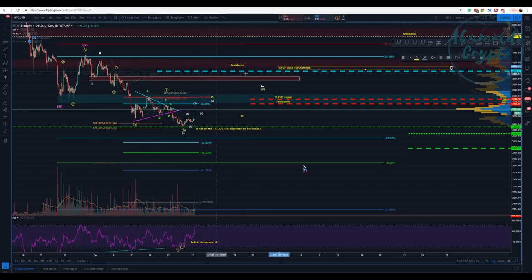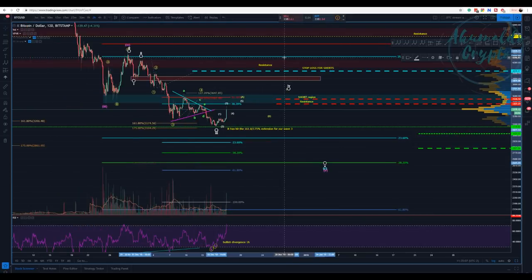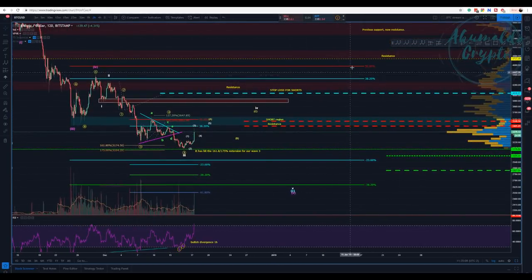This is resistance here. And of course, with the volume, if we breach through this wave one territory, it invalidates my count, and then we would need to rethink this whole thing. Okay, but for the moment, we haven't even touched the 3820, which is here, guys. Here is the 50% and 3820%. If we are to think about a fourth wave, but this would invalidate my count here.